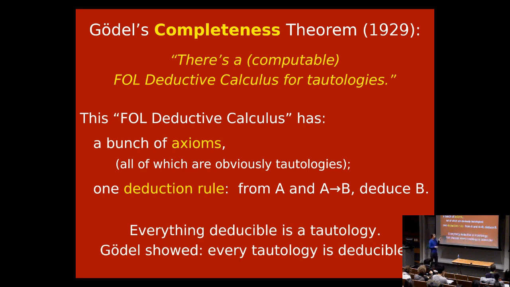So it's easy to show that in this deductive calculus, which I didn't write down, but I could have if I wanted, everything that's deducible is a tautology. That's by design. You just set it up so that these are all obviously tautologies, and the deduction rule preserves tautologies. And the tough thing that Gödel showed is that every tautology is deducible. So actually, you can get every tautology just by mechanically applying these deduction rules.